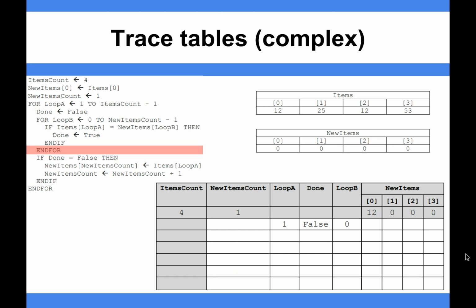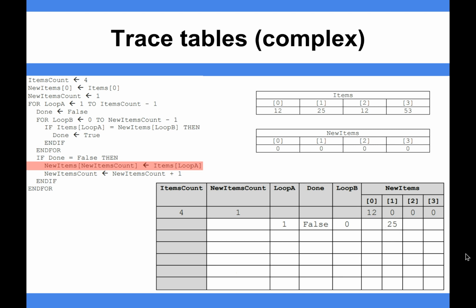Then I go down to my if because I'm still in the loop A. If done equals false, which it does, then I need to do this. So it says new items count. Well, new items count is 1. So new items at position 1, which is there, equals items loop A. Well, loop A is 1. Items at loop A is 25. So 25 goes in there.